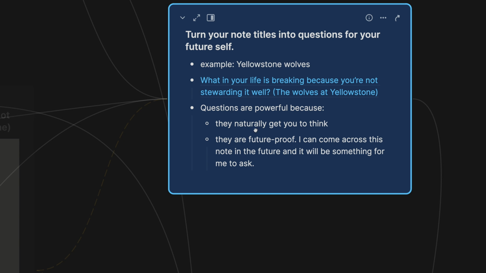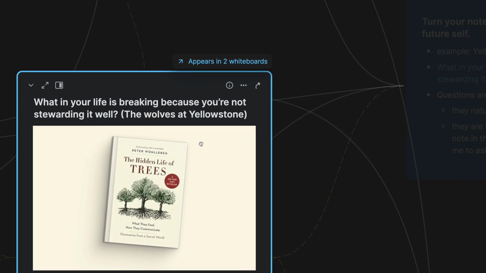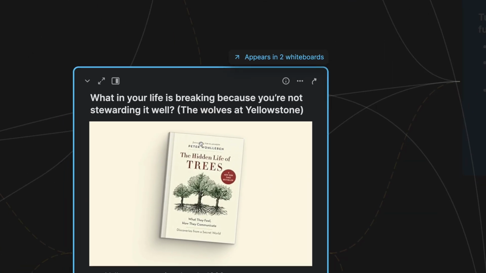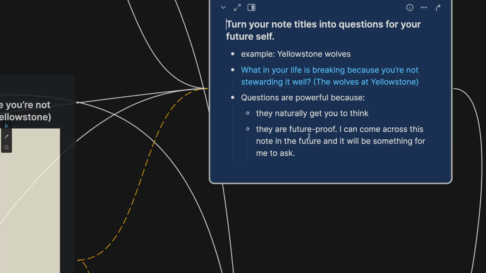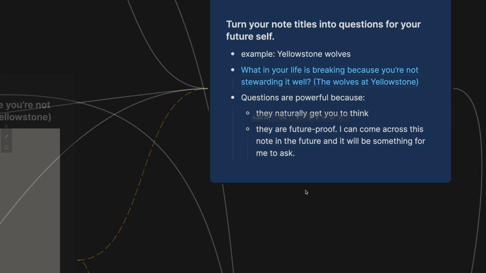Questions are powerful because they naturally get you to think, right? And 2 years from now, when I come back across this card, this is still going to be relevant to me because there's always going to be some way that I can better manage my life. I can better manage or take care of my kids or take care of my marriage or take care of my health. What in my life is breaking right now because I'm not stewarding it well, right? Questions get you to think. And questions are future-proof, which I just talked about.